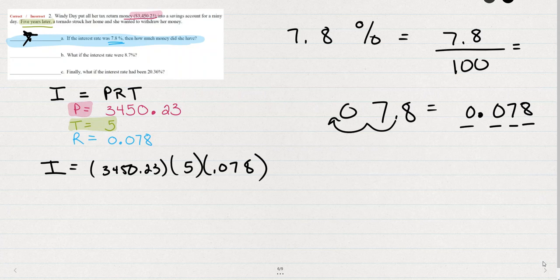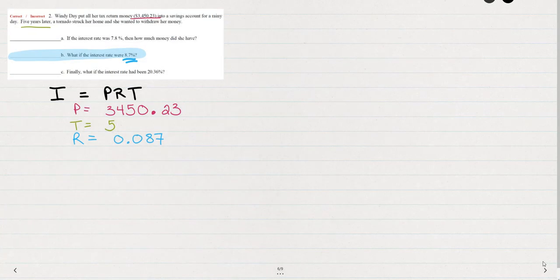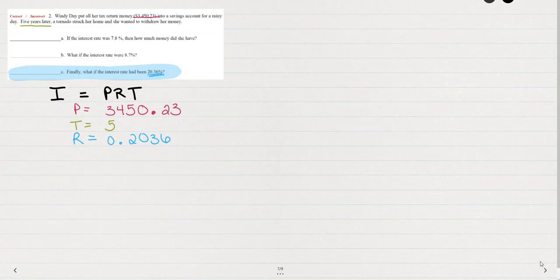If we change the interest rate to 8.7%, that's going to be 0.087, or in other words, 87 thousandths. Multiplying the principal times the rate times the time again would get part B. And then finally, if we change the interest rate to 0.2036, so again, take that decimal point, move it 2 to the left because we're dividing by 100, then that'll give us that third interest amount.